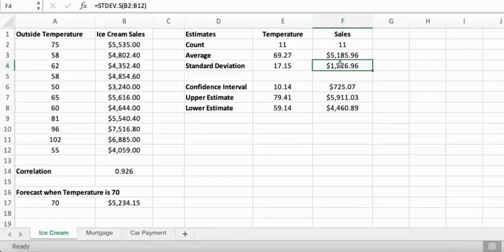Which leads us, I think, to our first piece of information that's probably new to most of you, and that's this notion of a confidence interval.